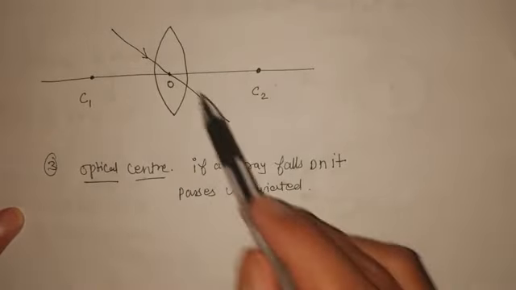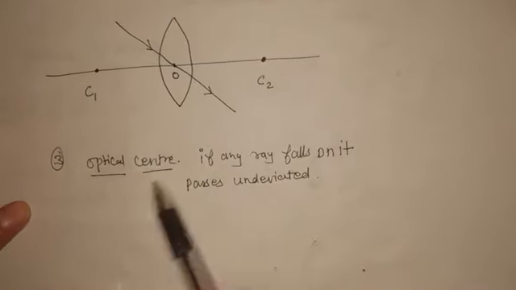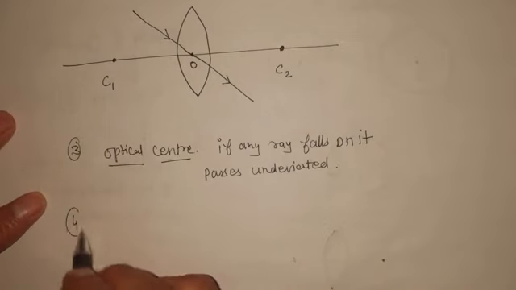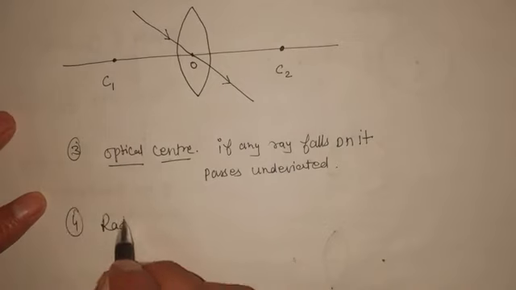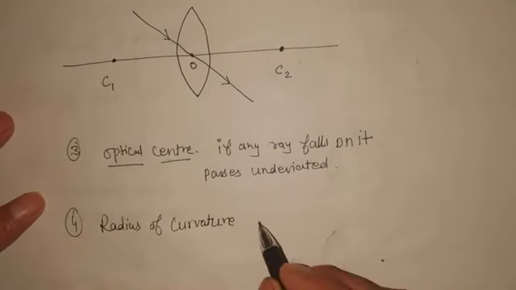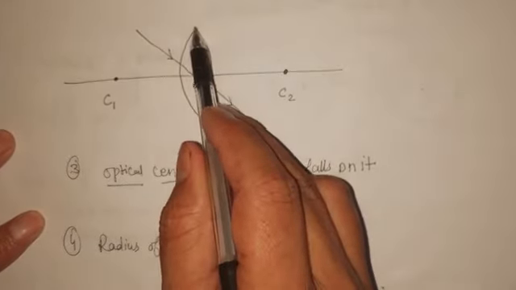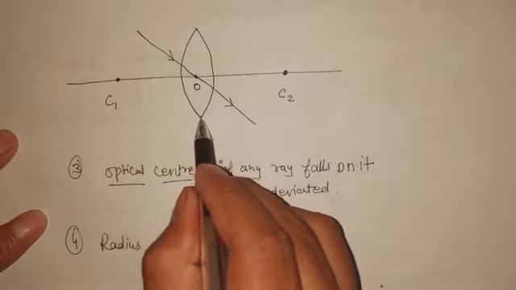So it is R2. So R1 and R2 are the radii of curvature. Over here it is OC1 and OC2. Okay, so the distance between O and C1, and O and C2, is the radius of curvature.